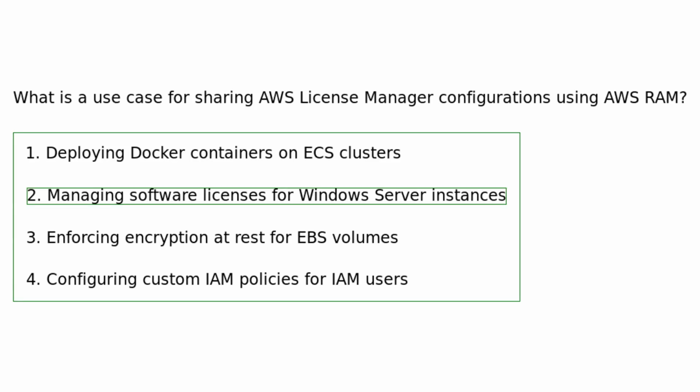A use case for sharing AWS License Manager configurations using AWS Resource Access Manager is managing software licenses for Windows Server instances across multiple accounts to ensure compliance with licensing agreements and usage restrictions.